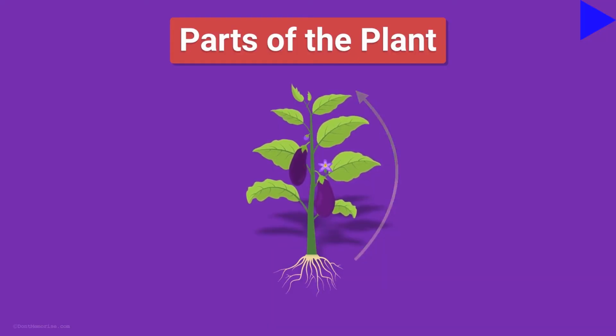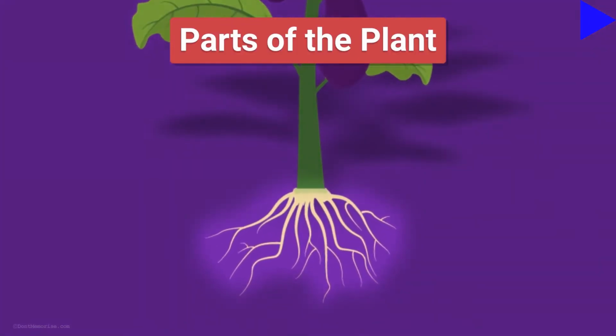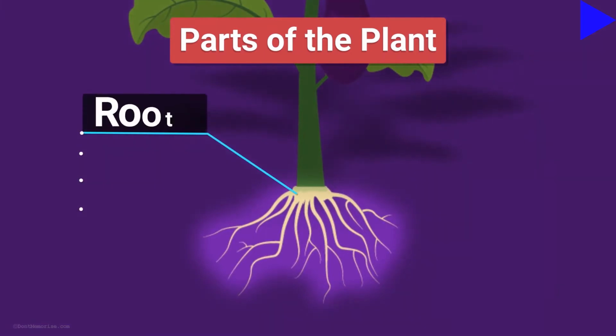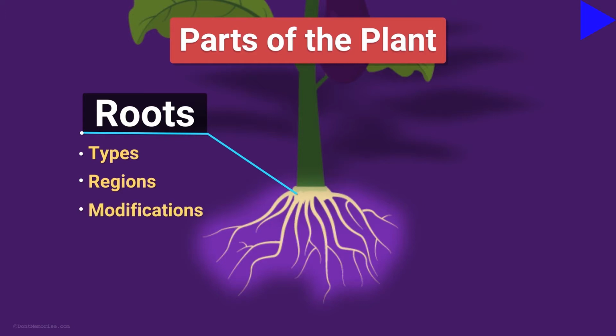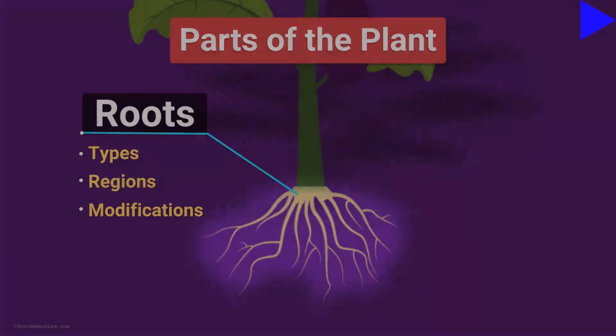Let's start our understanding of the roots first. There are three major areas of study that we need to carry out. First is the type of roots. Second is the various regions or the parts of the roots. And lastly, we'll study the various modifications of the roots. Let's begin with the types of the roots first.